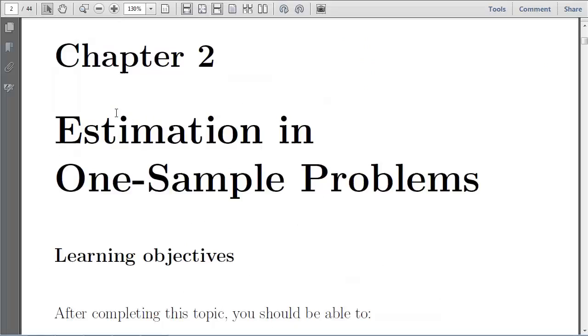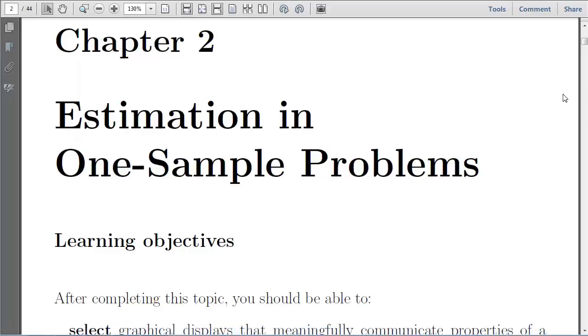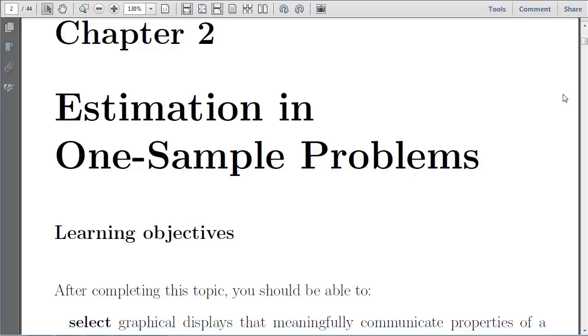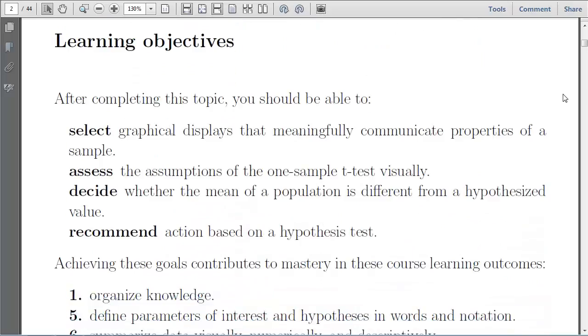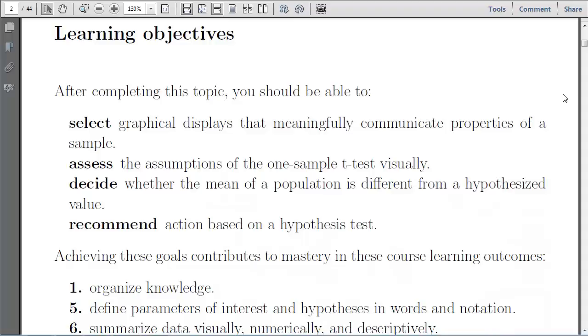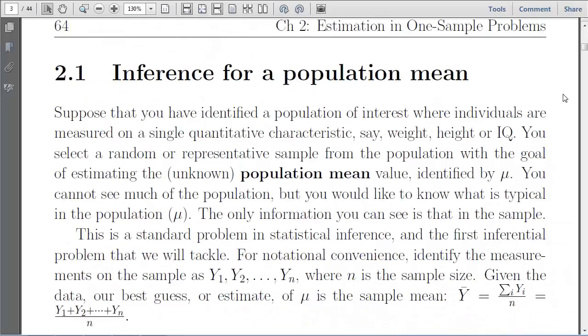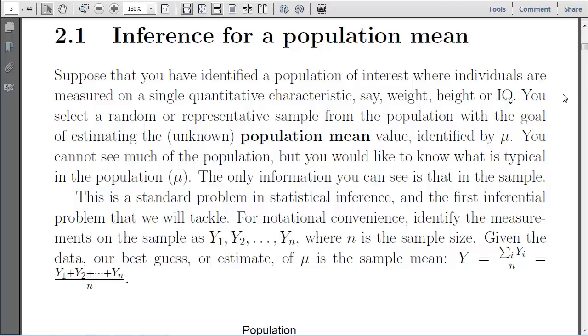So here's the PDF file. Estimation in one-sample problems. So a one-sample problem is when you draw from a population a single sample to estimate some quantities about that population. In the next chapter we'll be looking at two-sample problems where we take a sample from one population and a sample from another population and make comparisons. But in this case we're just making inference about a single population. We have some learning objectives, and my goal in this video is to jump through a little quicker than some of the other videos to shorten the time.